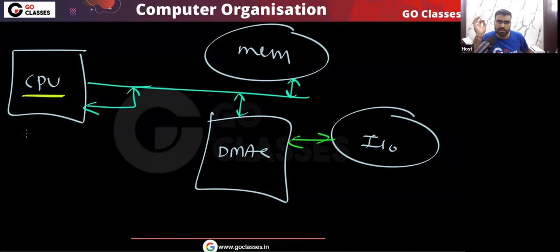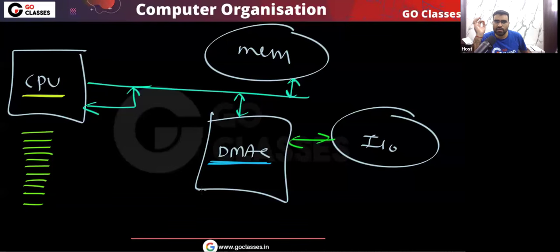Please focus here. The CPU is executing some program. Now let's assume the CPU is initializing the DMA controller. Then will there be any context switch? What do you think? Will there be any context switch like in interrupt driven IO? In interrupt driven IO, during the interrupt processing, there is a context switch, yes or no? If you remember, what happens?